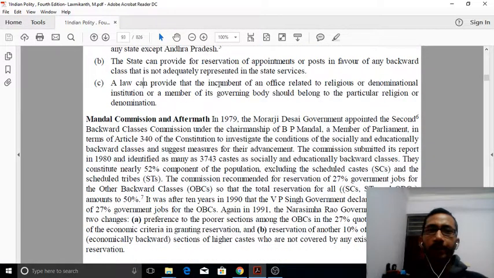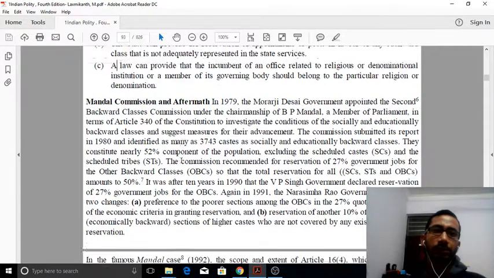A law can provide that the incumbent of an office related to religious or denominational institutions, or a member of its governing body, should belong to the particular religion or denomination.